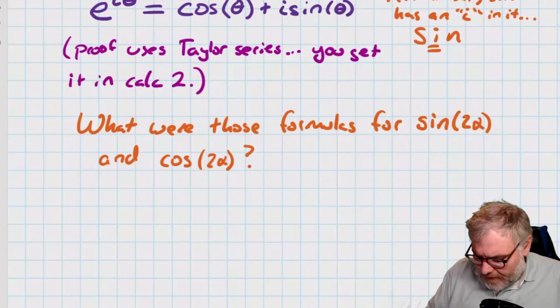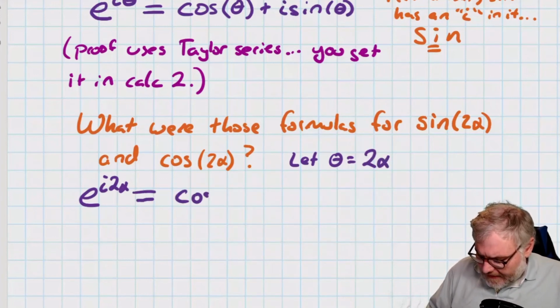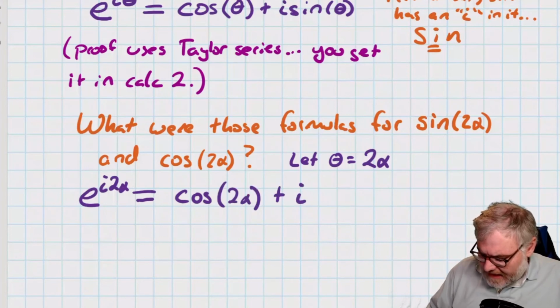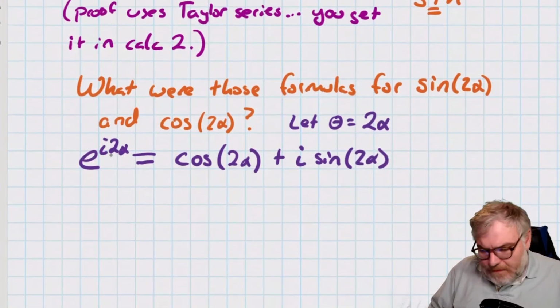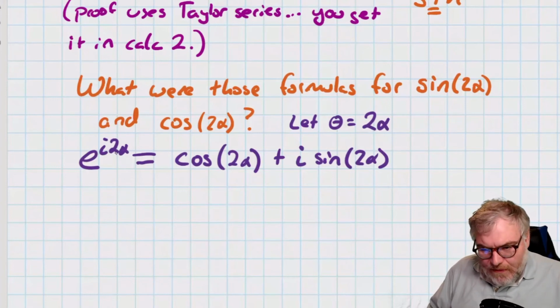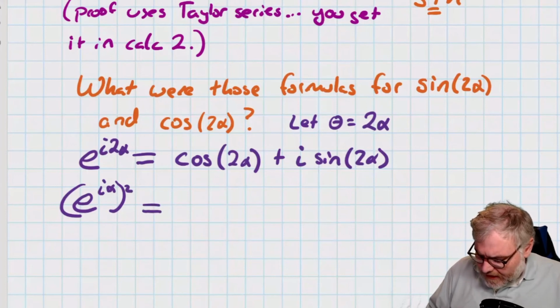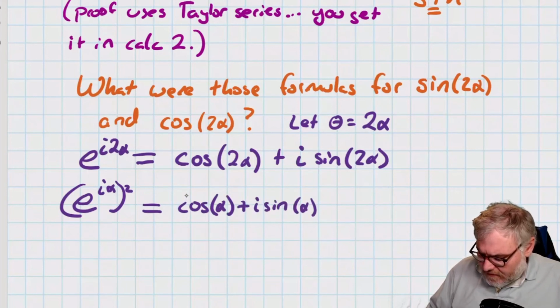So let's look at this. e to the i 2 alpha, because 2 alpha is my theta, equals cosine of 2 alpha plus i sine of 2 alpha. That's from my formula. However, remember, I can break this up because this is i2. I can actually make this (e to the i alpha) squared. And that's going to do something very interesting for me. (e to the i alpha) squared is going to equal (cosine of alpha plus i sine of alpha) squared.